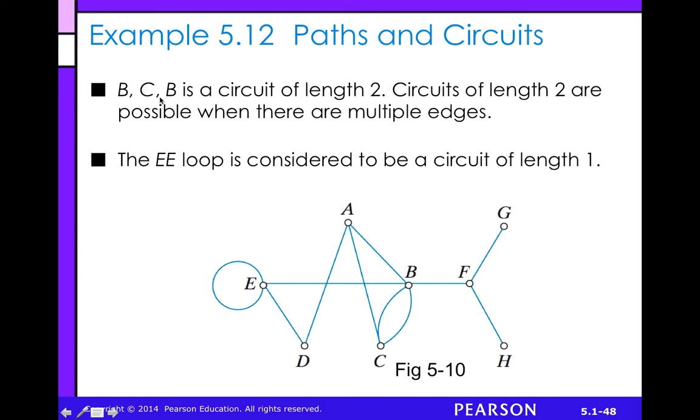Let's look at another one, B, C, B. So B to C, then C to B is a circuit of length 2. So circuits of length 2 are possible when you have multiple edges like we do. So B to C, C to B, it's implied that you're doing a different edge on each trip here. The EE loop is a circuit of length 1. So you start and end at the same spot.